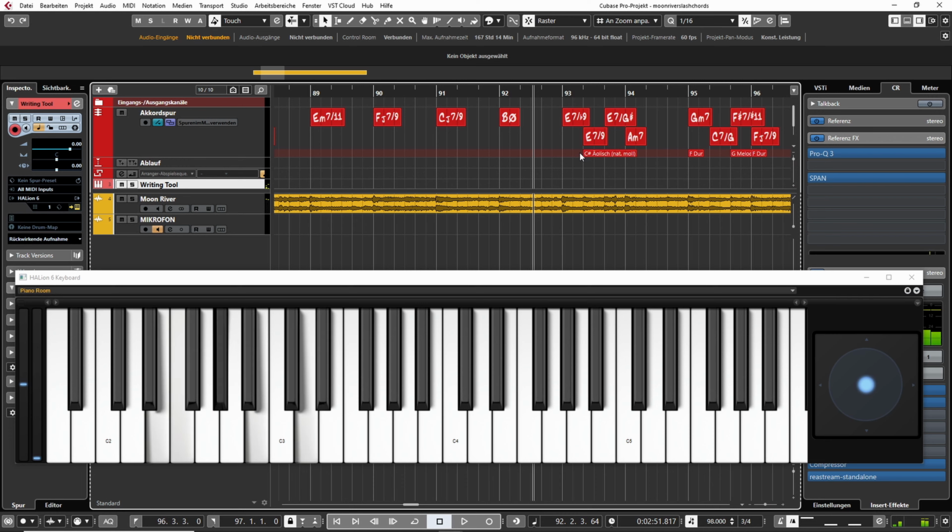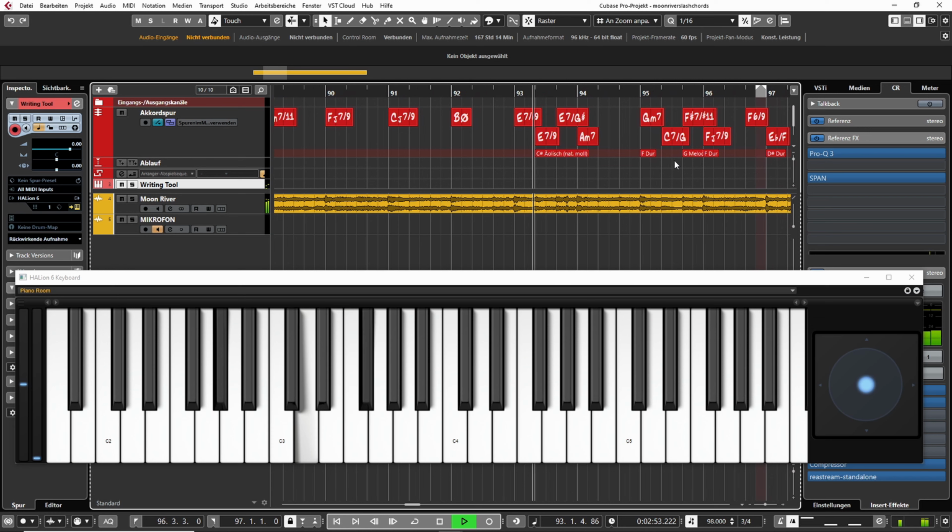Then you go from E7 flat 9 to E7 9, which is this one with the F sharp here, and then you move, as I want to get to the A minor eventually. So what I'm doing is choosing the third of E, this G sharp here, as a passing bass note for the E7. So I get the E7 with G sharp in the bass, and then I can freely move to my A minor 7, right?